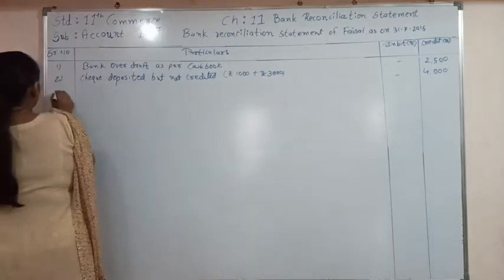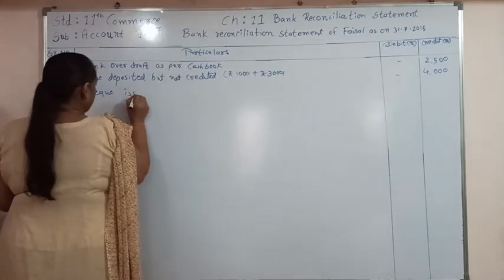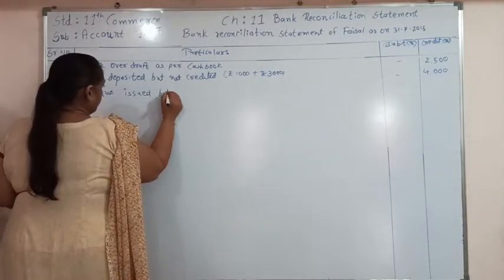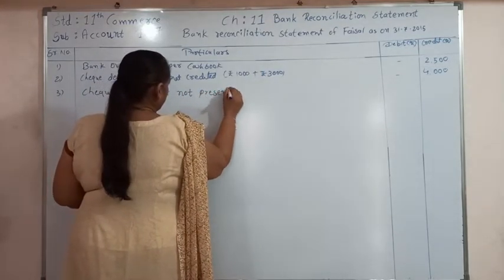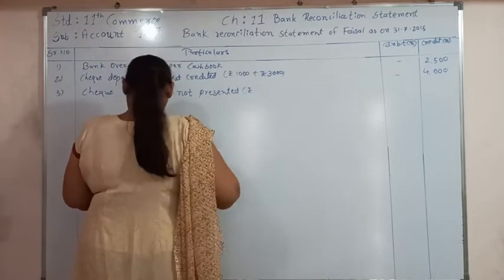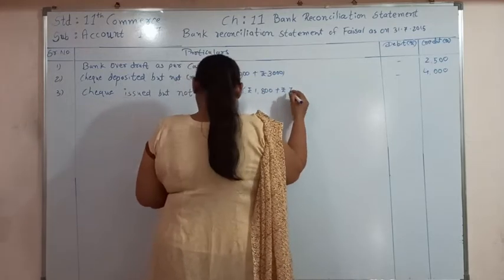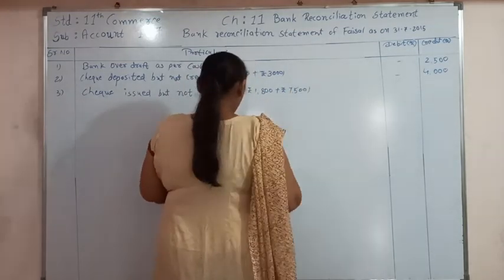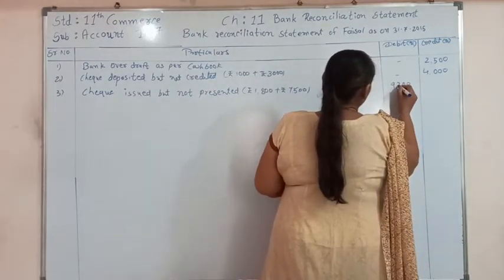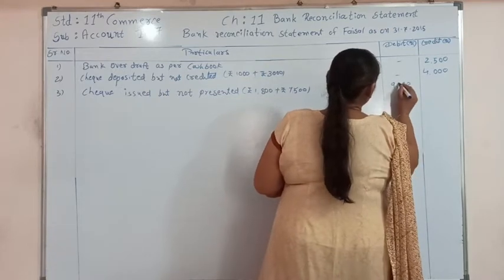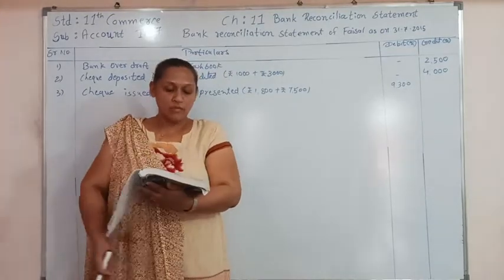So let's write third. Check issued but not presented. So it is for rupees 1,800 plus rupees 7,500. So total amount will be 9,300 that we are supposed to debit in the bank reconciliation statement. So for that. Now let's see the transaction of number 4.